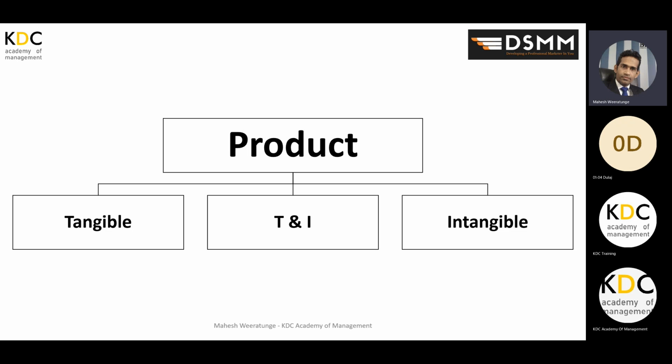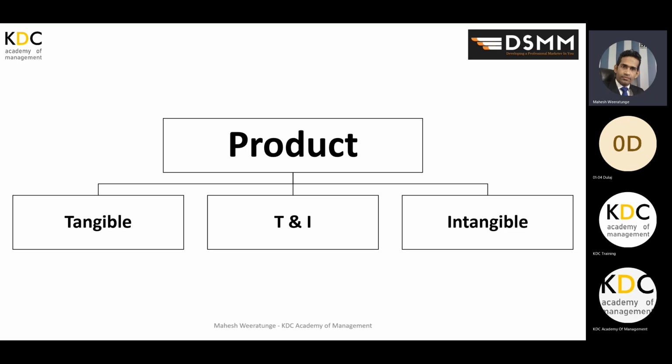Now here, when it comes to product, guys, products we can see in 3 forms. Certain products are purely tangible. This is the entire continuum. This is one end and this is another end, right? And a product we can see as purely a tangible form.